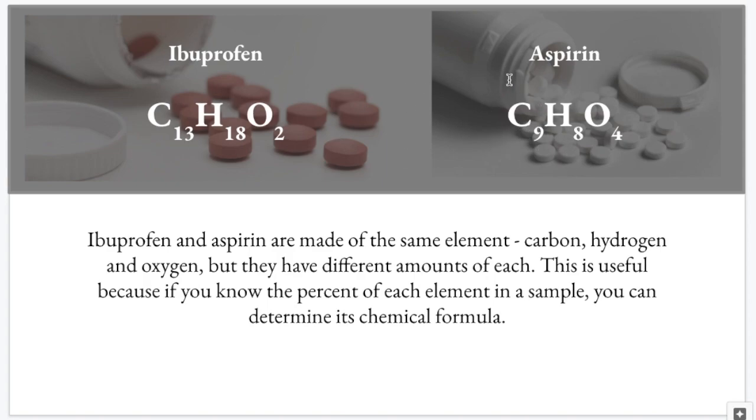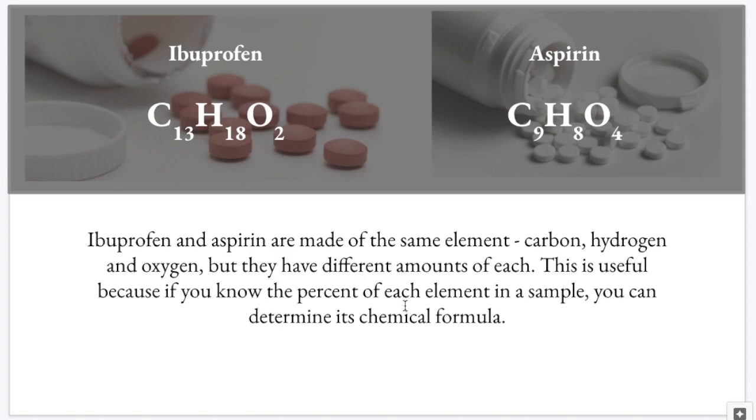Just because they have the same types of elements that make up their compounds, they are in different ratios, and that's what causes them to be two different types of medication in this case. Okay, so it's useful to know because if we know the percentages of each element in a sample, we can determine its chemical formula.